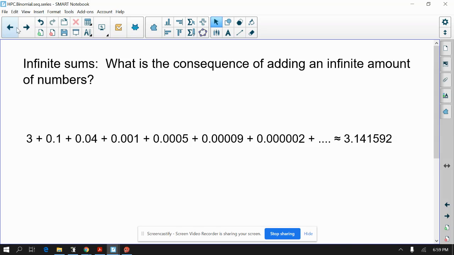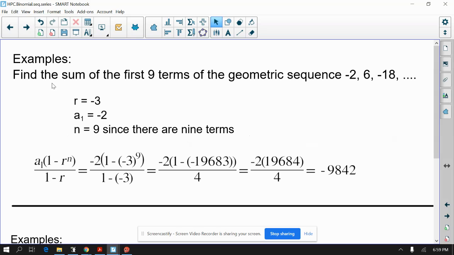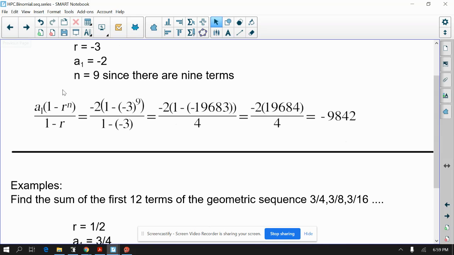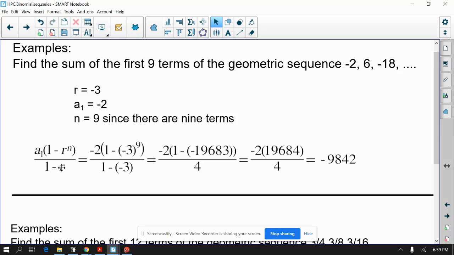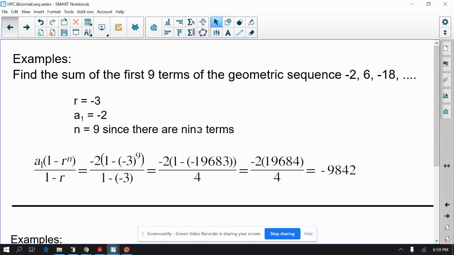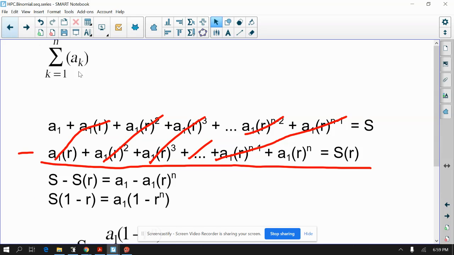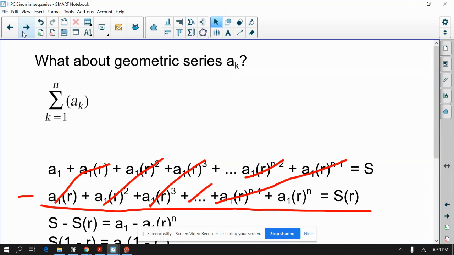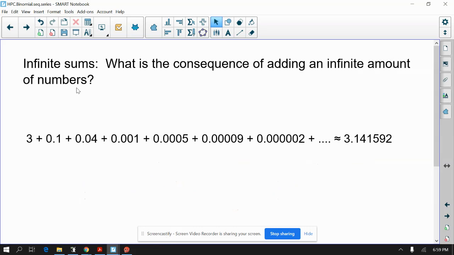So yesterday's topic was about finite sums. If you just add a finite amount of terms, like 9 terms here, 12 terms there, you can do that. There's a couple of formulas. This is the formula if it is geometric. If it is arithmetic, then it's this one, n over 2 times a1 plus an. But for either case, it's for a finite amount of terms. You just add the first one through the 17th one or the 20th one or whatever.